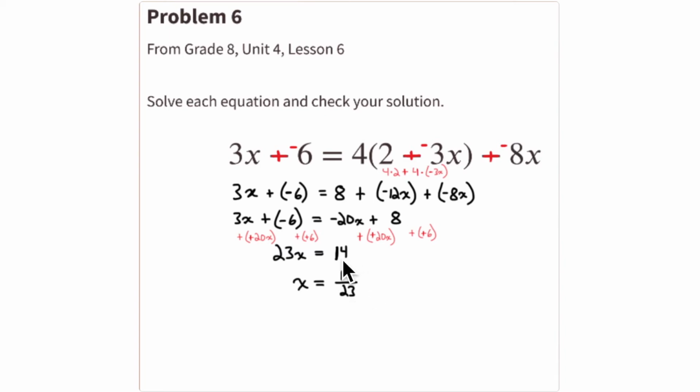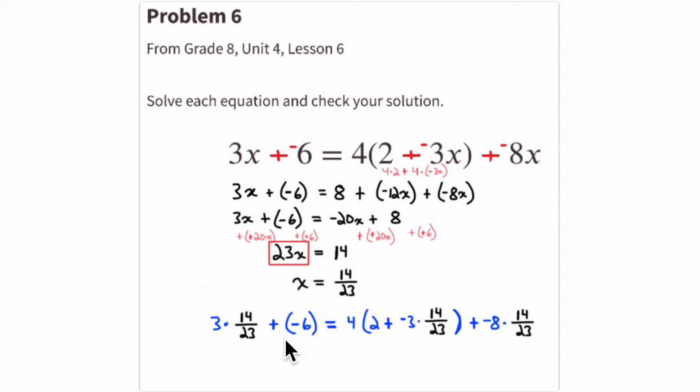All right, now that's a pretty tough fraction to work with, to go plug back into this equation and check your solution. So my suggestion is, once you take x and replace x with 14 23rds, do not do this multiplication. Just don't do it. Treat it as 3 groups of 14 23rds, and see how far you can go without doing the multiplication.